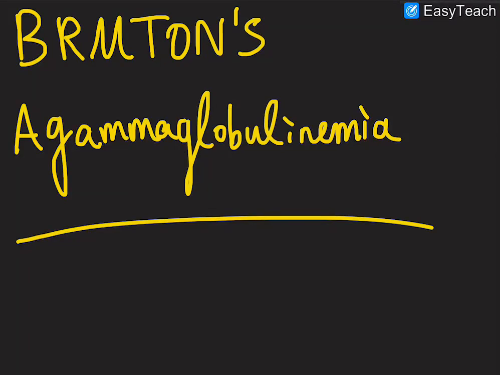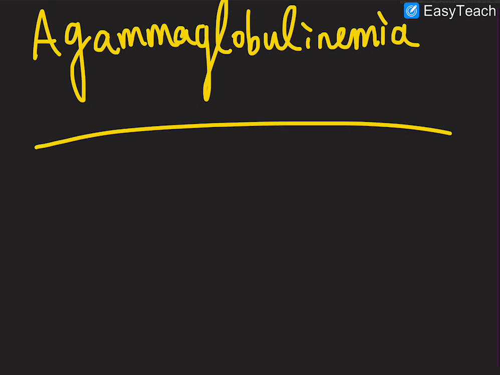In this video, we're going to be talking about X-linked agammaglobulinemia, also called Bruton's agammaglobulinemia. Okay, so before we get started, let's talk about our B cells and how they're developed in the bone marrow.